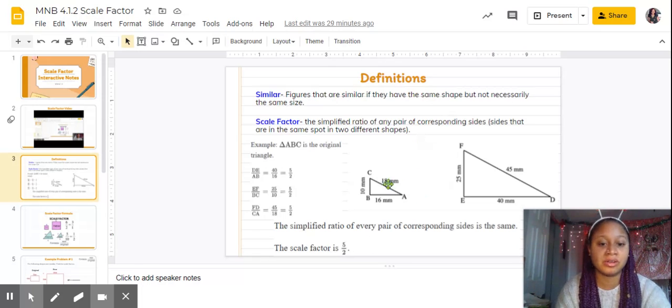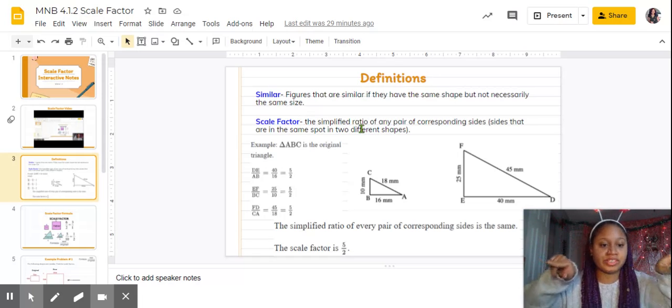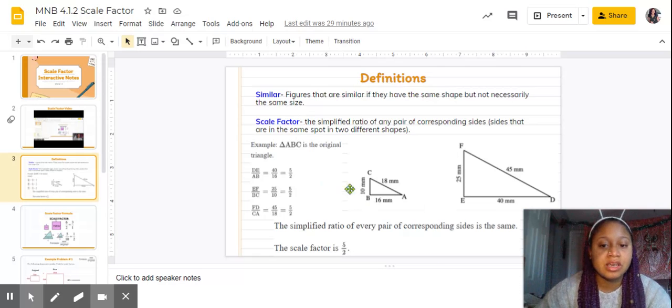So when you look down here, there's two right triangles. One is smaller, one is bigger. So they're the same shape, but they're just different sizes. And then a scale factor is basically just the simplified ratio of any pair of corresponding sides. And corresponding sides are sides that are in the same spot, but on the two different shapes. So if you notice, this side, DE, is the same as AB on this side. So they are on the same side, but just on the different shapes.